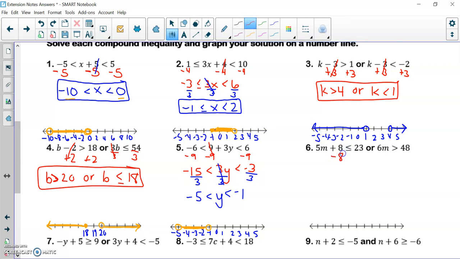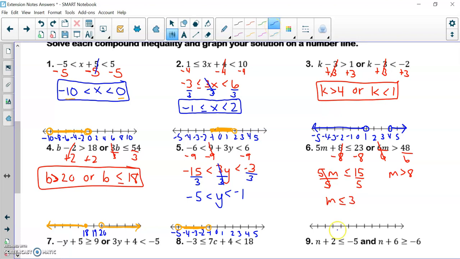All right, number 6 is an OR inequality. I'm going to start off by subtracting 8 from both sides in my first one. When I subtract 8 from both sides, here's what I'm left with. And my second one, I actually can just divide by 6 on both sides. In my first one, going back to my first one, I need to divide by 5 on both sides. I wind up with that.